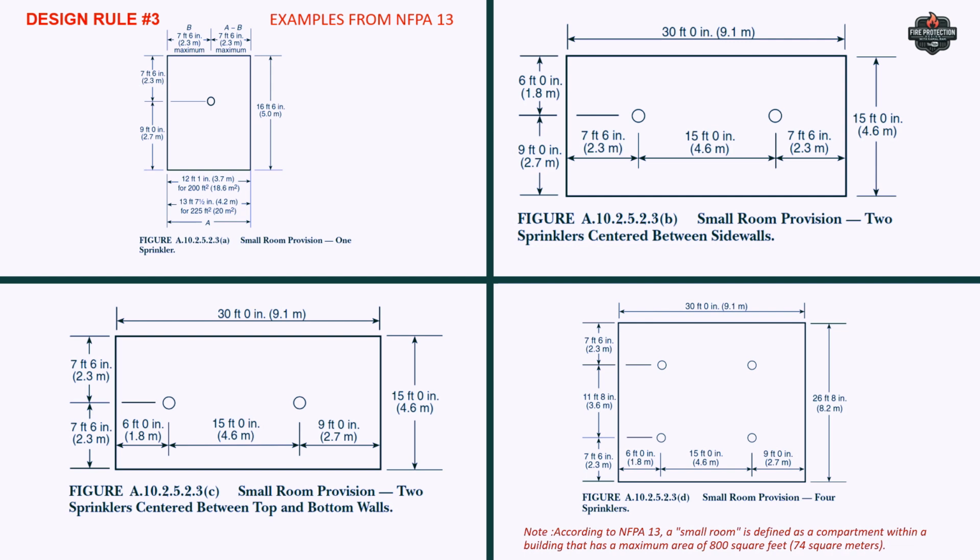There are some examples given in NFPA for light hazard occupancy, showing how to distribute sprinklers in one room. Suppose we have only one sprinkler, then you can see figure 1. You can place it a maximum of 2.7 meters from the wall. In the second figure, there are 2 sprinklers in the room, centered between the side walls. In the third figure, there are 2 sprinklers centered between the top and bottom walls. In the fourth figure, we have 4 sprinklers. See how they are placing the sprinklers. You can go a maximum of 2.7 meters. But in the case of ordinary hazard, you cannot go more than 2.3 meters. Please keep in mind, this is only for light hazard occupancy.